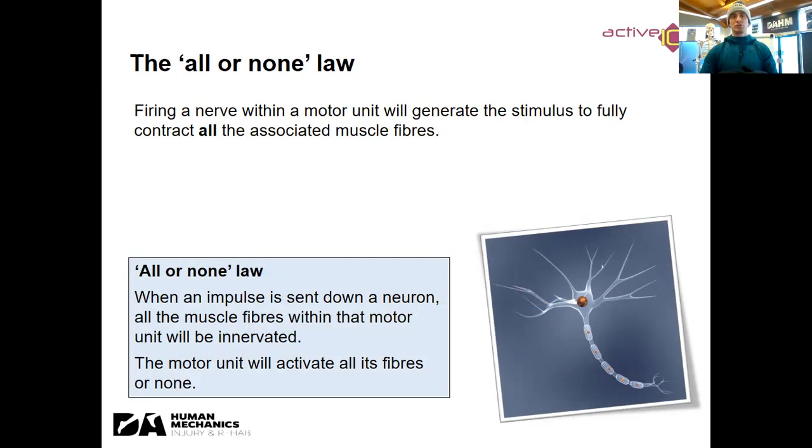just not true. So the all or none law suggests that the signals are almost like binary coding, switch on or switch off, 1 or 0. That's it. There's no halves. There's no switch on a little bit for me, please, or switch on 75%. There's just not that. Remember, within skeletal muscles, we have receptors. So an impulse is sent down a neuron that all muscle fibers within that motor unit have.